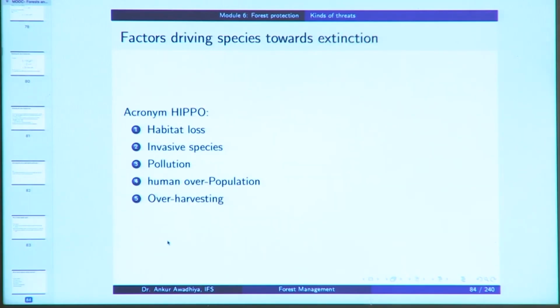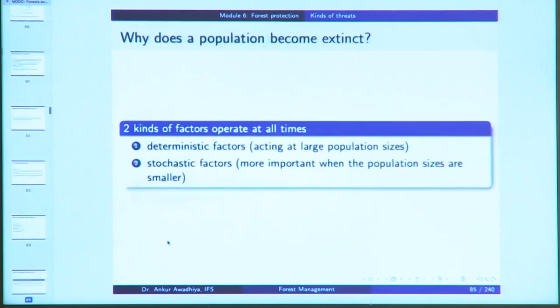Then we looked at this acronym HIPPO, which is a good mnemonic to remember the factors that are leading species towards extinction. So, H is habitat loss, I is invasive species, P is pollution, the other P is human overpopulation, and O is over harvesting of resources such as overfishing or over extraction of timber.